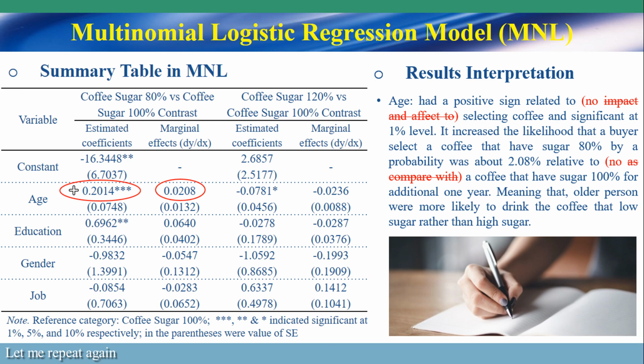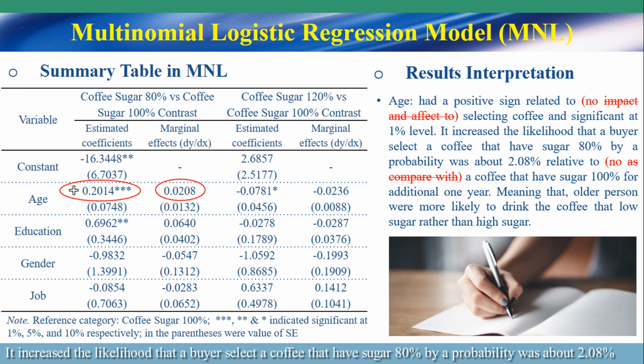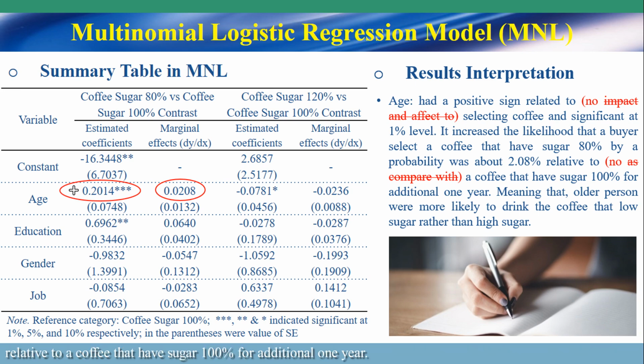Let me repeat again. Age had a positive sign related to selecting coffee and significant at 1% level. It increased the likelihood that the buyer selects a coffee that has sugar 80% by a probability of about 2.08% relative to a coffee that has sugar 100% for each additional 1 year, meaning that older persons were more likely to drink the coffee that has low sugar rather than high sugar.